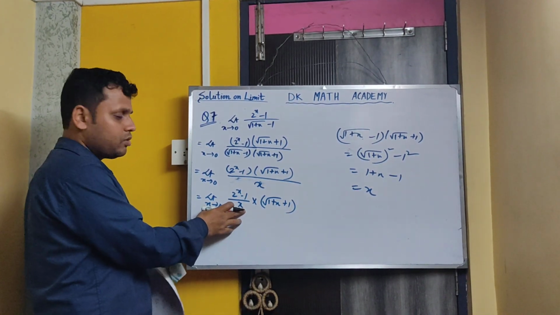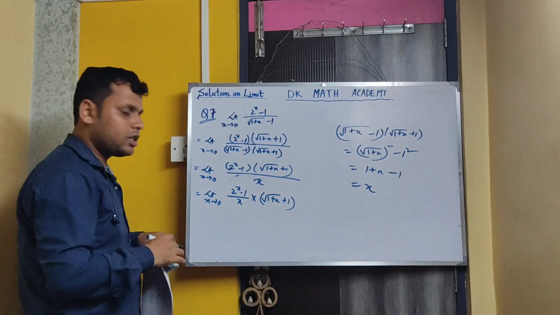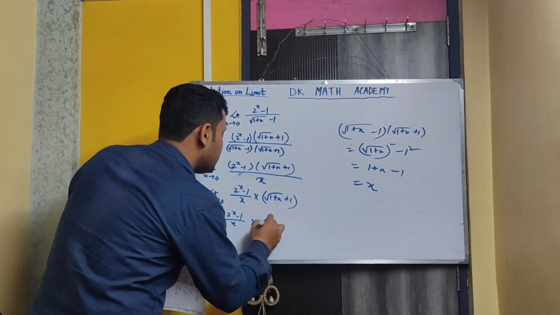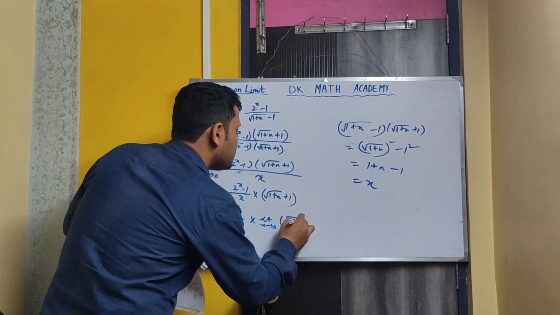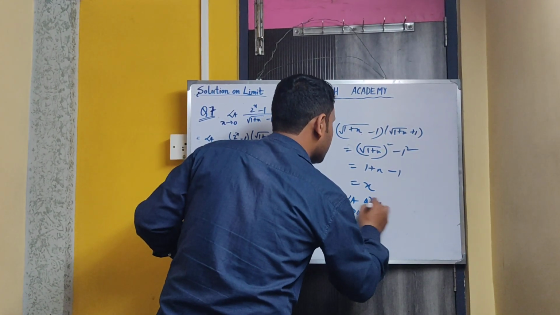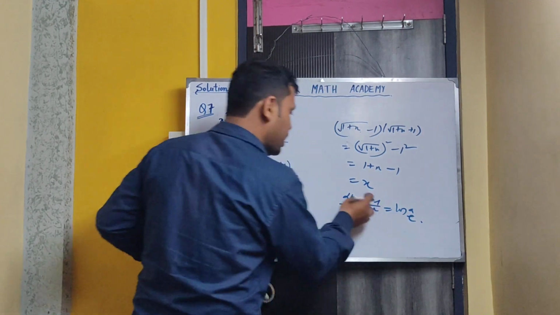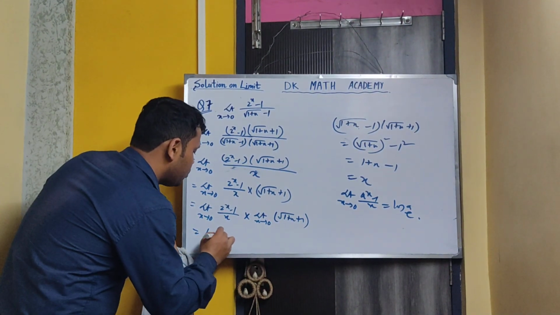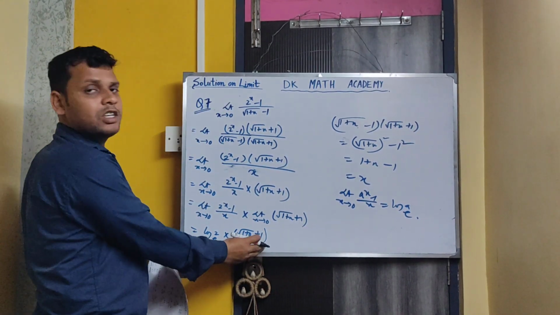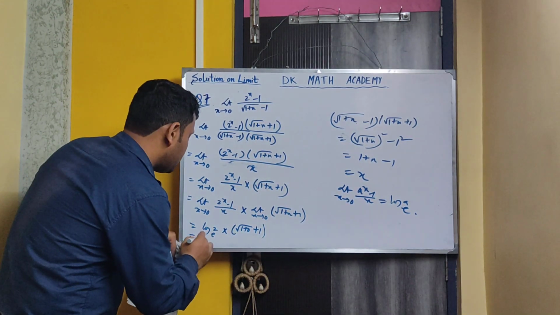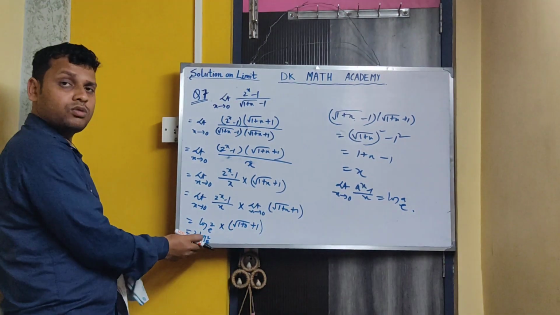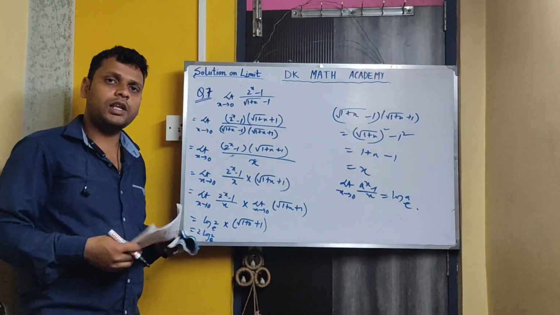If we take this limit, we know that there is a formula: limit x tends to 0, (2 to the power x minus 1) by x, and this is limit x tends to 0, root over (1 plus x) plus 1. We know that limit x tends to 0, (a to the power x minus 1) by x is log a to the base e. For a equals 2, here we get log 2 to the base e into root over (1 plus 0) plus 1. That means this is 1 plus 1, so 2. So this is 2 log 2 to the base e. This is the limiting value. We go to the next problem.